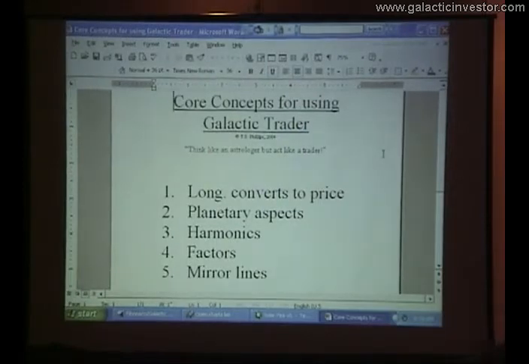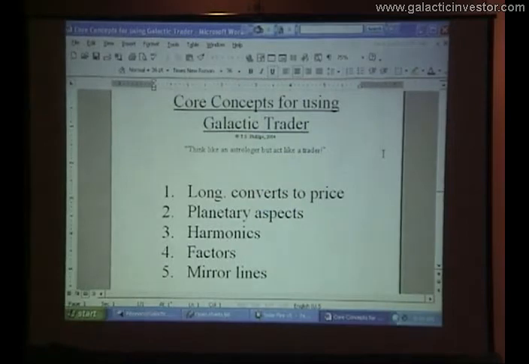So to begin with, there are 5 basic concepts for using this program effectively. The first one is understanding that we're converting the longitude of the planets, LONG for longitude, to price. That's just the basic core concept to start with. And then there are planetary aspects, which have to do with angles between planets. There are harmonics, which have to do with aspects. So I'm going to be using aspects and harmonics interchangeably.